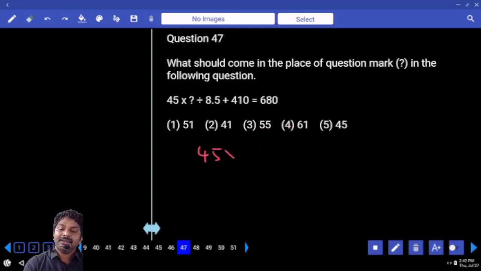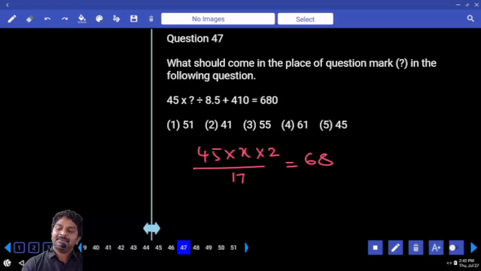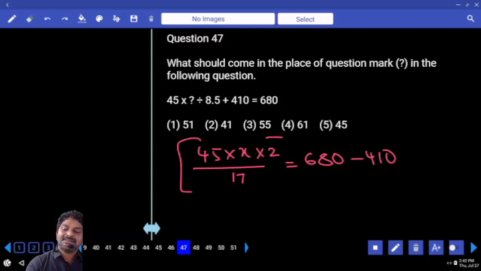45 into x divided by 8.5. I don't want to use decimal. I can write it 17 by 2. That comes to numerator. Plus 410 goes to right hand side. That becomes 480 minus 410. Don't calculate. Right hand side you are going to get integer, right? Matladali. That means left hand side also it has to be integer. What is denominator? Your numerator should have 17 multiple. Then only your answer can be integer.